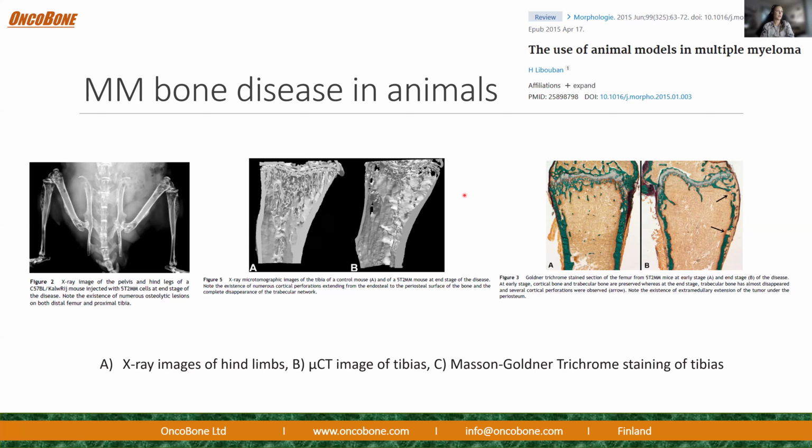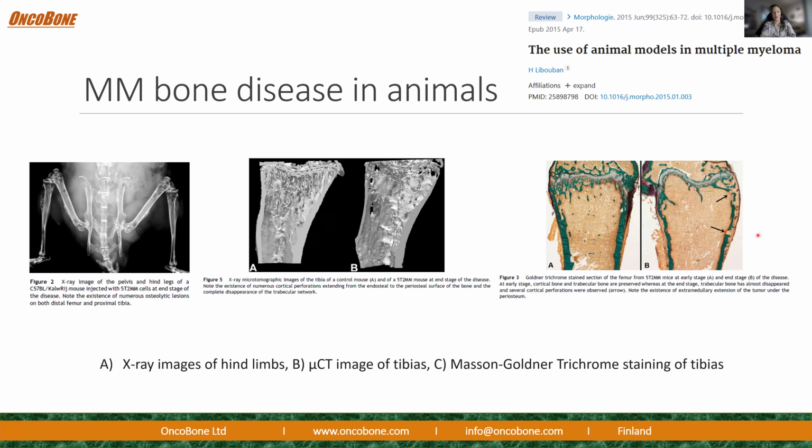Lastly, let's have a quick look at the histology side, because that was also mentioned as one of the analysis methods in the previous slide. This is a Goldner's trichrome staining of the femur, and we can see the intact cortical bone and some trabecular bone below the growth plate in the normal animal. In the animal with multiple myeloma bone disease, we see again those holes in the cortical bone, and we see no trabecular bone, or very little of it remaining.